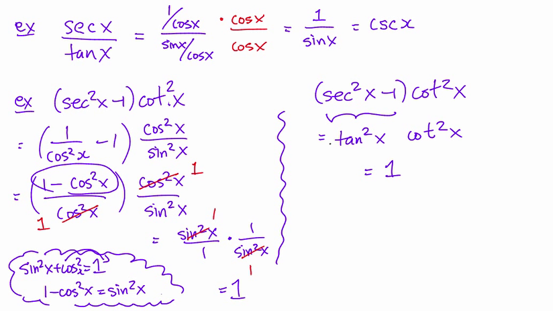So it does work changing everything to sines and cosines, but sometimes it's faster to know the trigonometric identities and be able to plug them in. Sometimes you have to be able to plug them in as well to work through these things with a little more speed and accuracy. Okay, that's it.